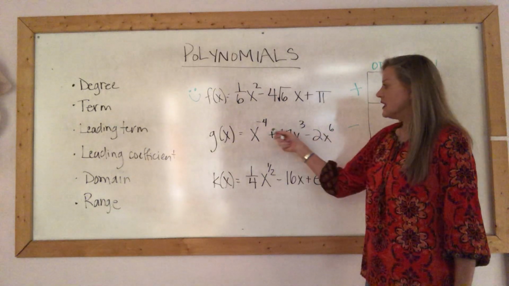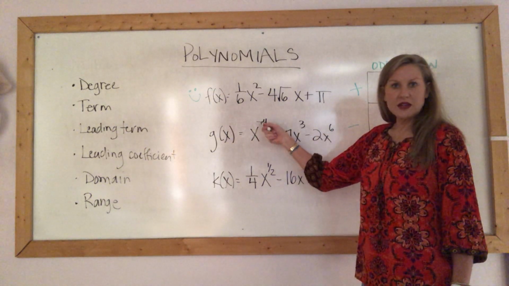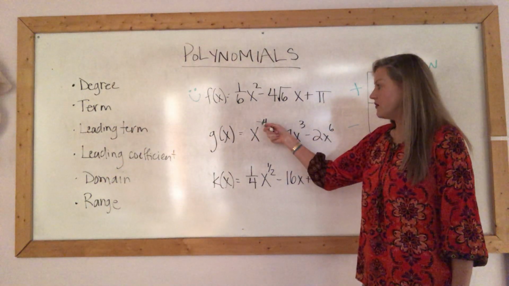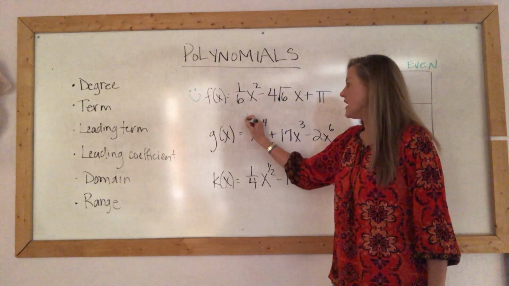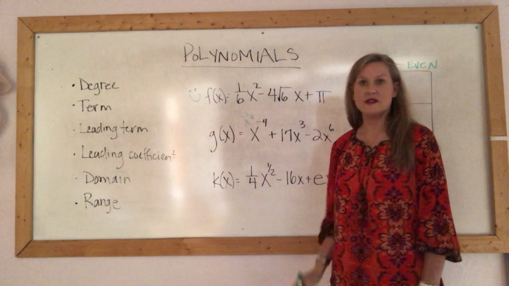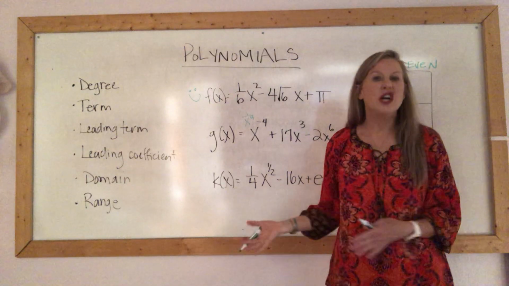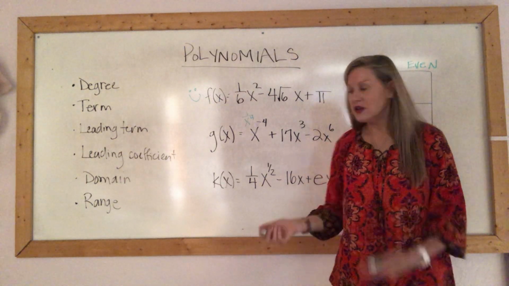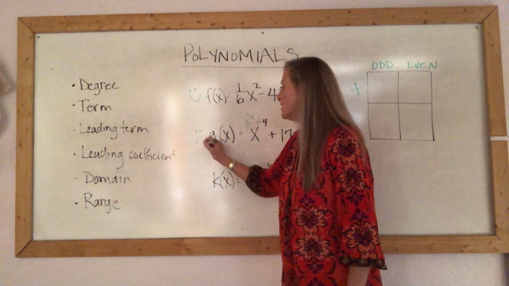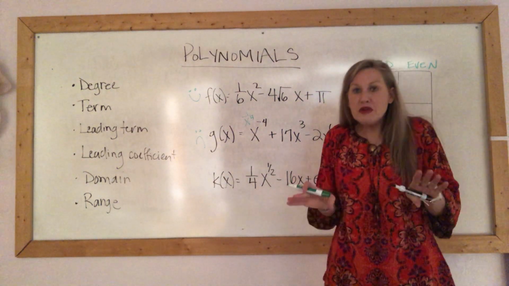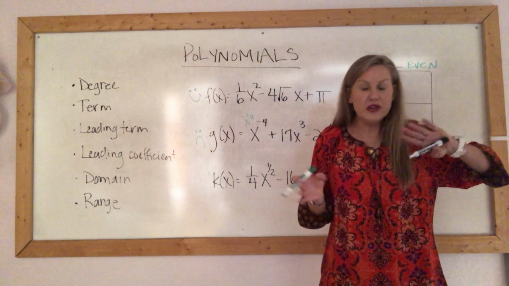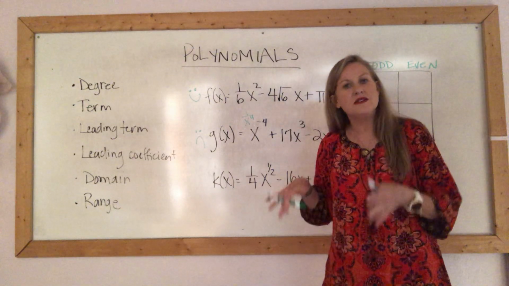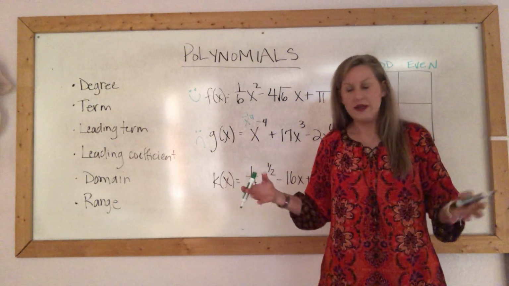This one, right off the bat, x to the negative 4. X to the negative 4 is the same thing as 1 over x to the positive 4. So I just got a variable in a denominator, so the whole thing flunks. Sorry, you're not a polynomial. Doesn't mean you're bad, doesn't mean you're wrong. You have your place in math, that's fine. It's just not under the polynomial umbrella.